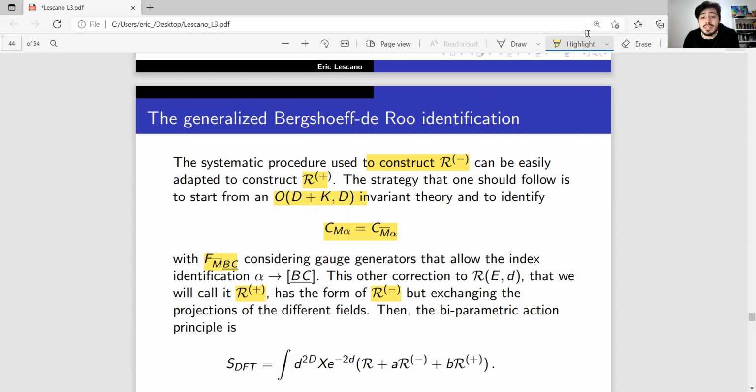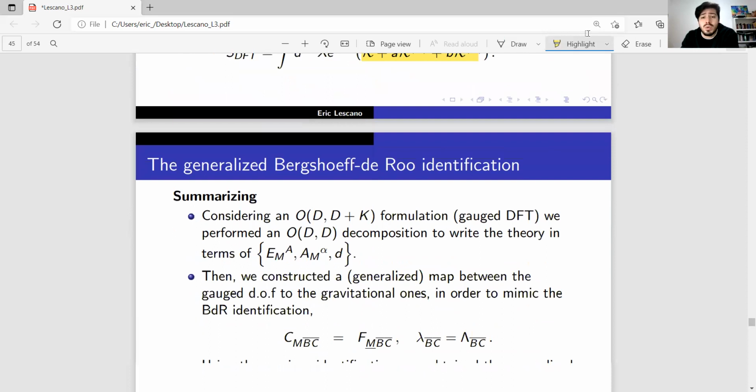The only difference is that we are changing the projection of our different fields, but the structure is exactly the same. And then we have the biparametric action principle. This is our biparametric action with four derivative terms. So this is the idea of the generalized version of the rule identification.